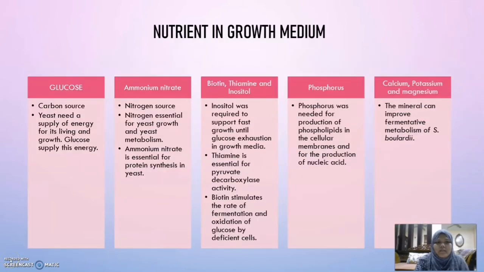Nutrients in the growth medium. Glucose acts as a carbon source, which supplies the energy for the growth of the yeast cells. Ammonium nitrate acts as a nitrogen source that is essential for protein synthesis in yeast. Biotin, thiamine and sterols are vitamins that are required to increase the fermentation rate. Phosphorus is needed for the production of phospholipids in the cellular membranes. Calcium, potassium, and magnesium act as key cofactors that can improve the fermentative metabolism of S. boulardii.